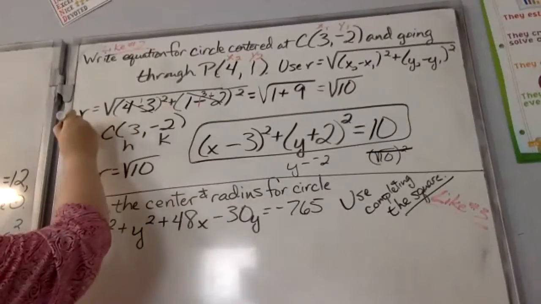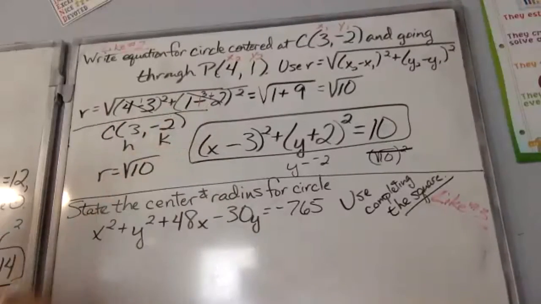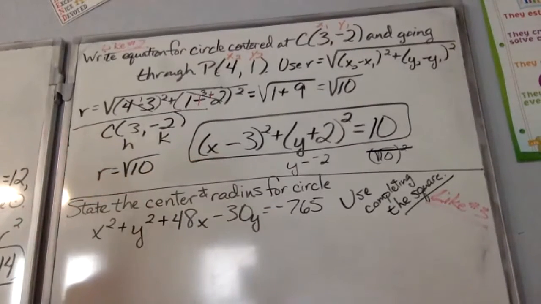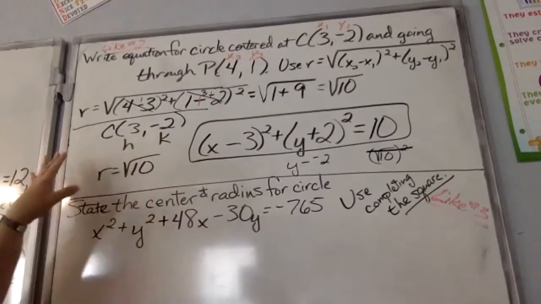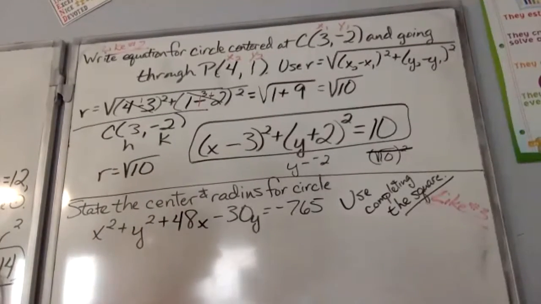But after I did that, after I found my radius, I took these, and all I did was plug them in to get my equation. So that's number 2 on your quiz. Okay? We okay with that?